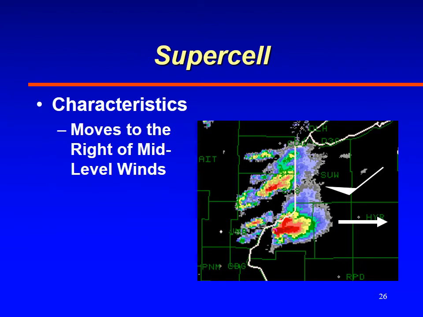So, some characteristics of supercells. Supercells, if they're severe, tend to move to the right of the mid-level winds. Remember we talked about how most storms move in the same direction as the 700 millibar, or 10,000 foot, winds. Supercells tend to move to the right. So if you see a significant right mover, then you know that is a dangerous storm.